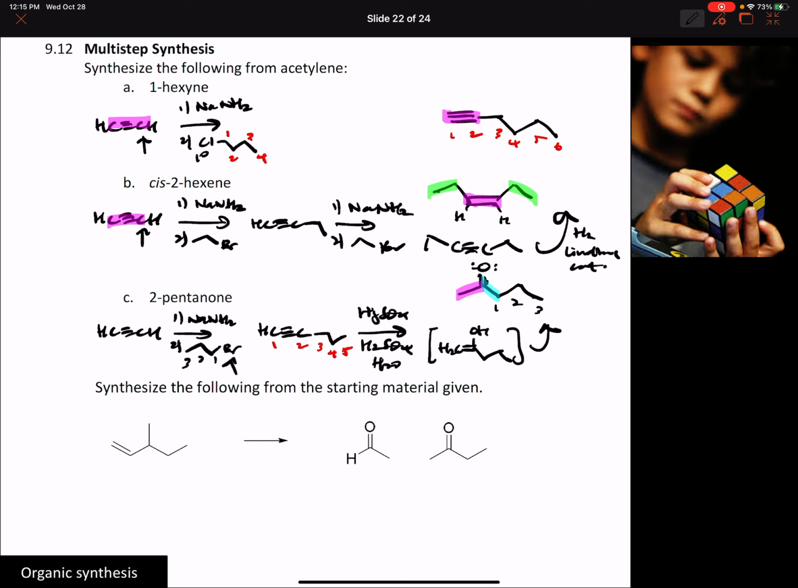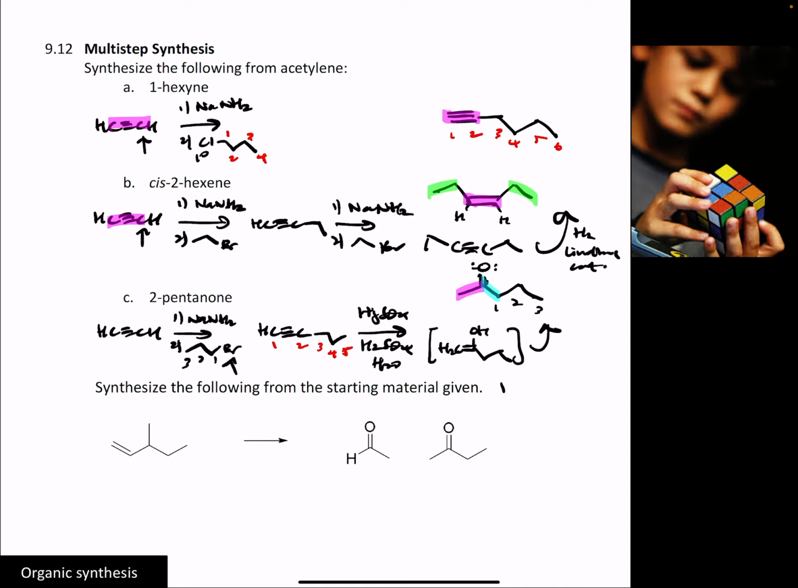What would happen if I did it this way and I had this guy in the middle? 1, 2, 3, 4, 5. So 1, 2, 3, 4, 5. When I did oxymercuration, I would add the alcohol here and here. I get a mixture of ketones, wouldn't I? So again, you have to think about regiochemistry when you're doing these things.